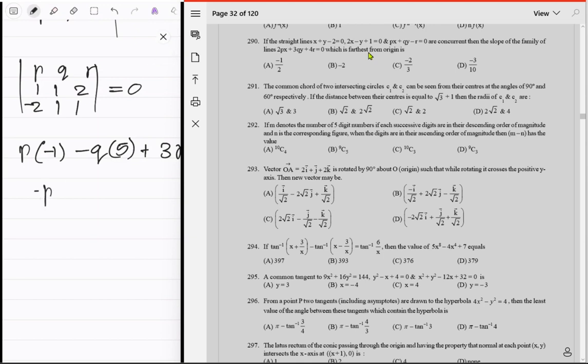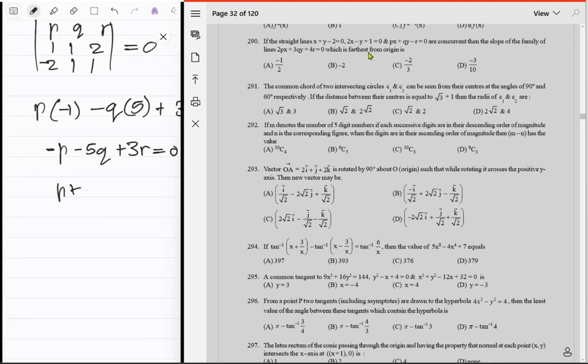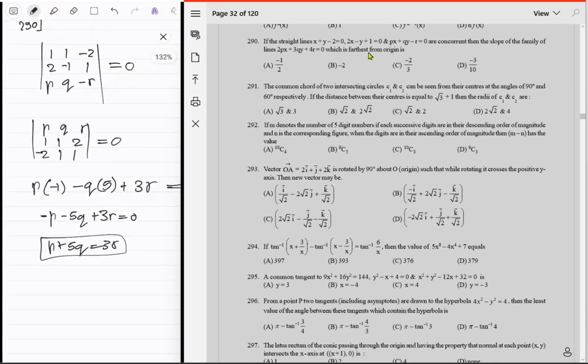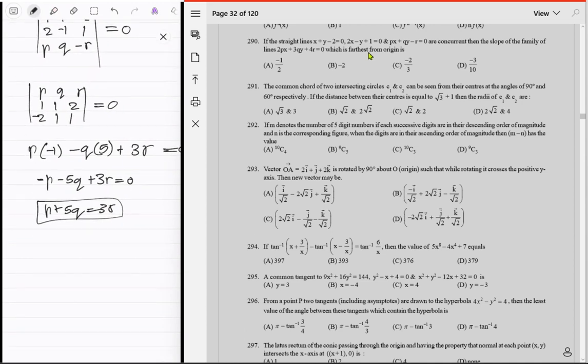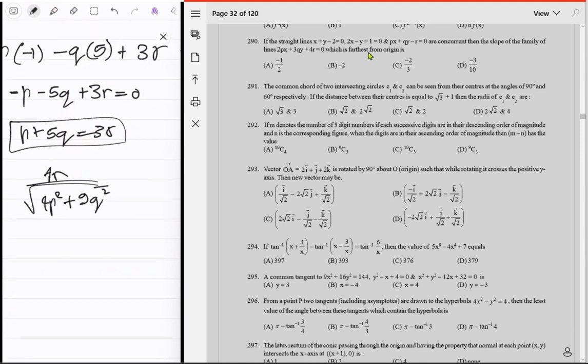That negative p negative 5q plus 3r is equal to 0, which means p plus 5q is equal to 3r all the time. So we want to maximize what? We want to maximize the function 4r upon square root of 4p squared plus 9q squared. We want to maximize this thing, and we have this going on. Right, this is p upon r and then q upon r.